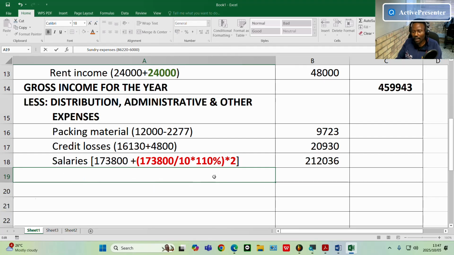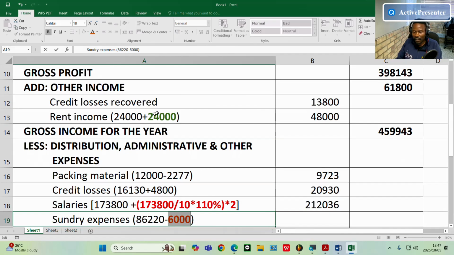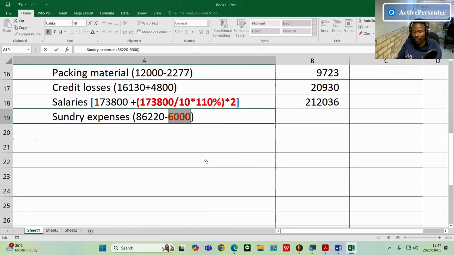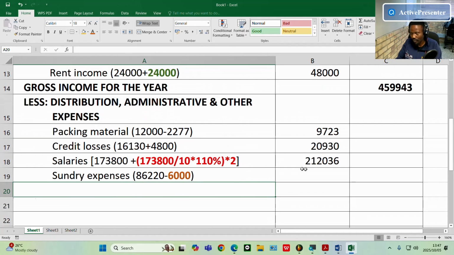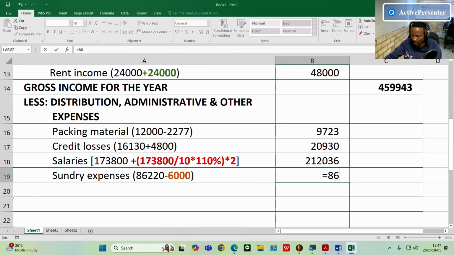So with my color coding, I said the green is for prepaid, it's for accrued income, and then the red is for accrued expense, and then the orange is for prepaid expenses. Yeah. So now it's easier. I can just say equals to 86,220 minus the 6,000. So that's how I got the 80,220.